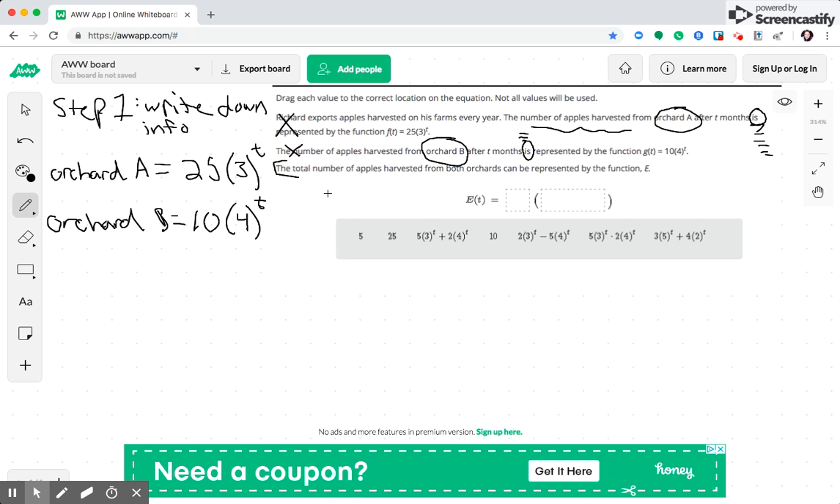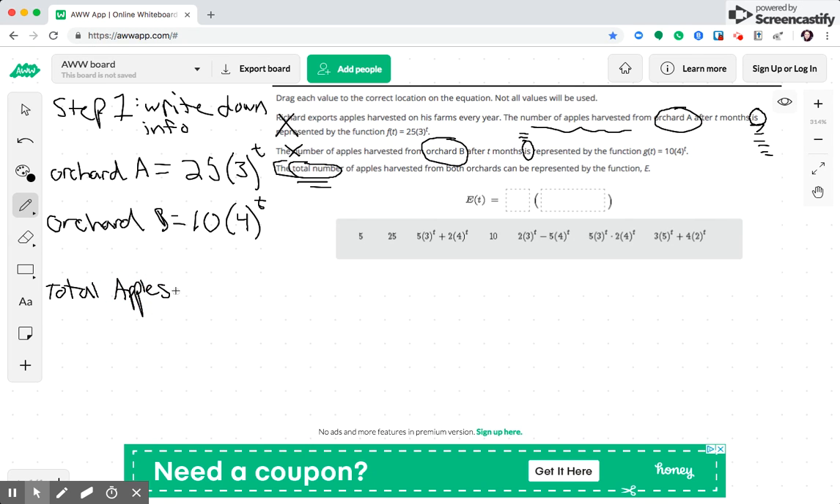So let's look at this piece. The total number of apples harvested. So again, another magic word, total. The total number of something. The total number of apples harvested from both orchards can be represented by function E. All right, they don't give you function E. That's what you're trying to come up with. Well, what is E? Let's go back. What does the sentence say? The total number of apples is function E. So the total number, total apples.